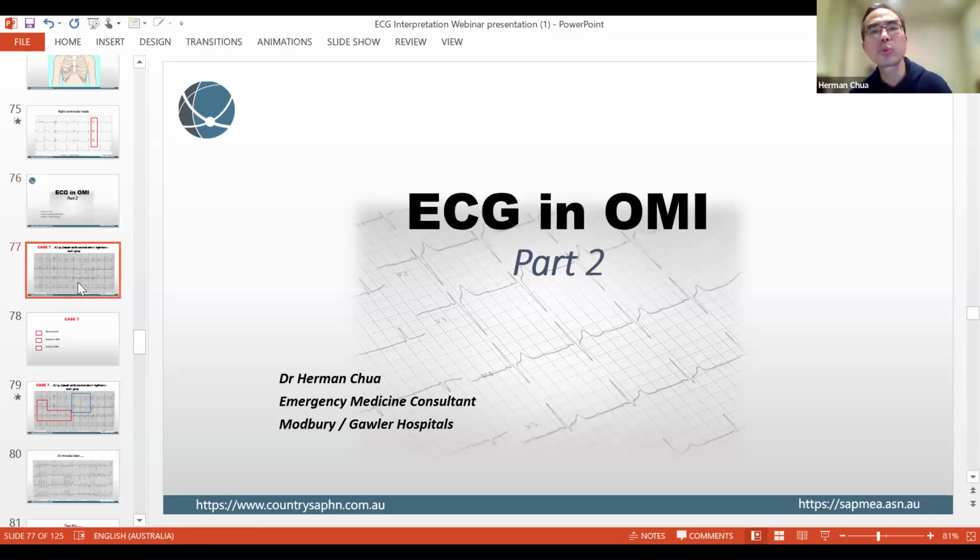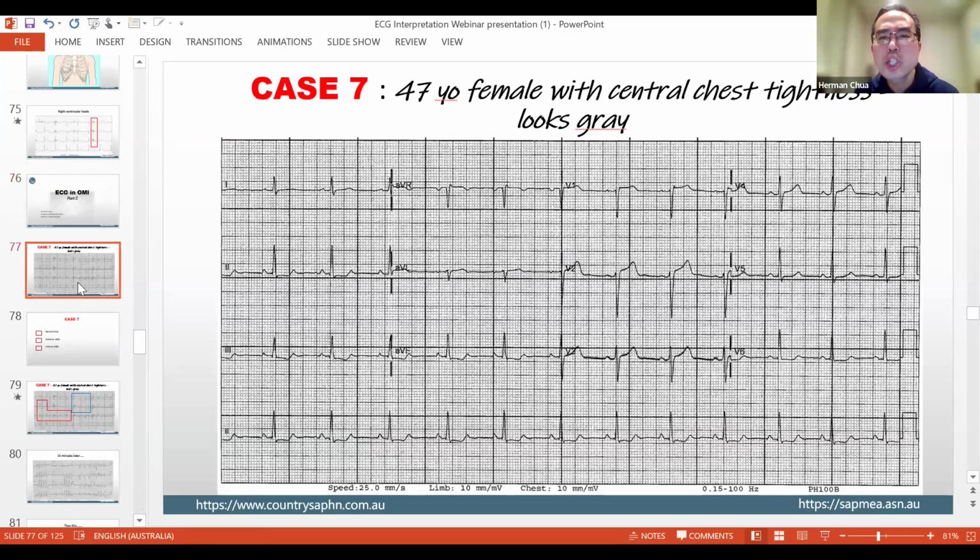The next one is a 47-year-old with central chest pain, and she looks very unwell. I remember this patient vividly. She looks gray. She looks as if she's going to arrest. And this is the ECG. What do you think?